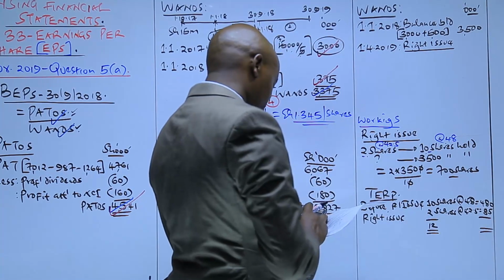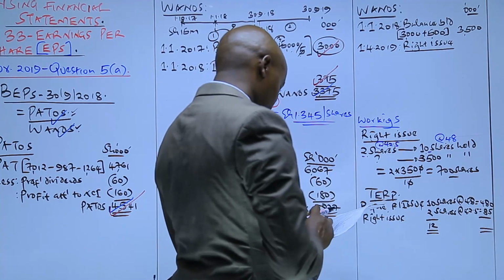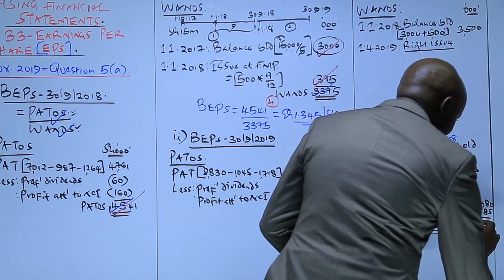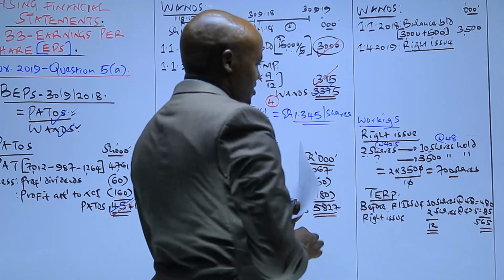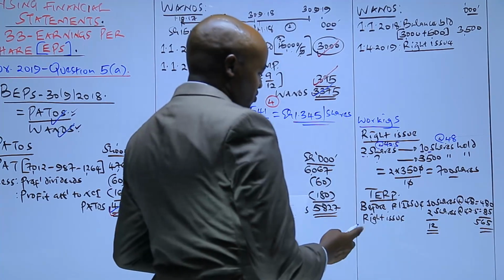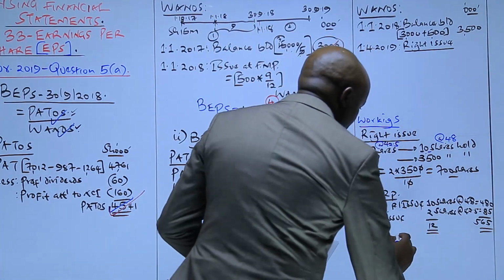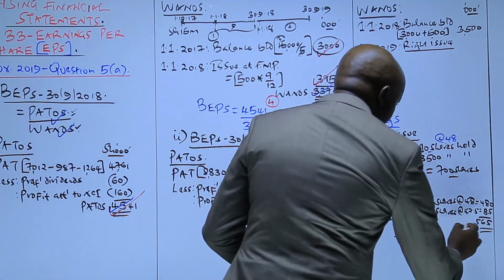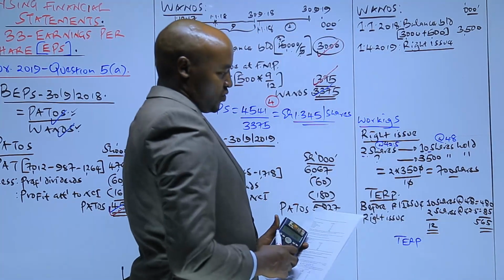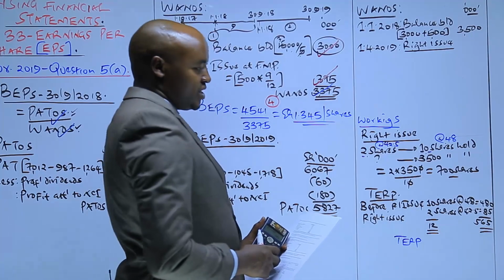So then we add the 285 plus 480, which will give us 565. So basically what that means is that after the rights issue, a shareholder will be holding 12 shares, and the total market price of those 12 shares is 565. So what is our interest?